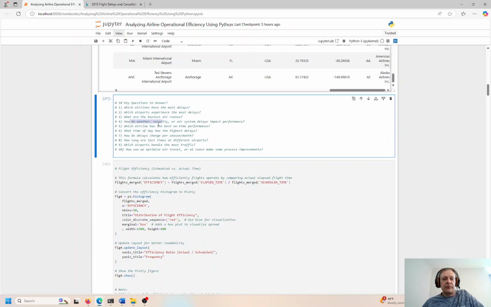How does weather or security or air system delays impact performance? Which airline has the best on-time performance? What time of day has the highest performance or highest delay, right? And which has the least? We're going to look at those.